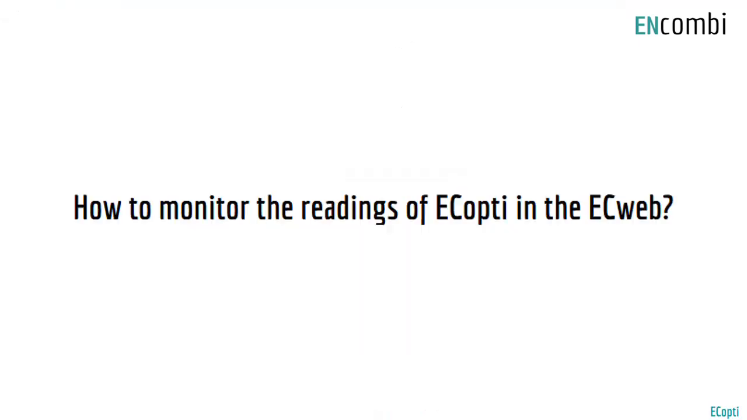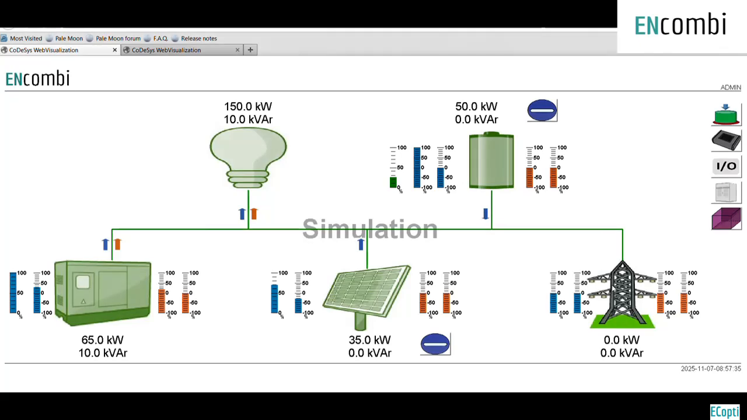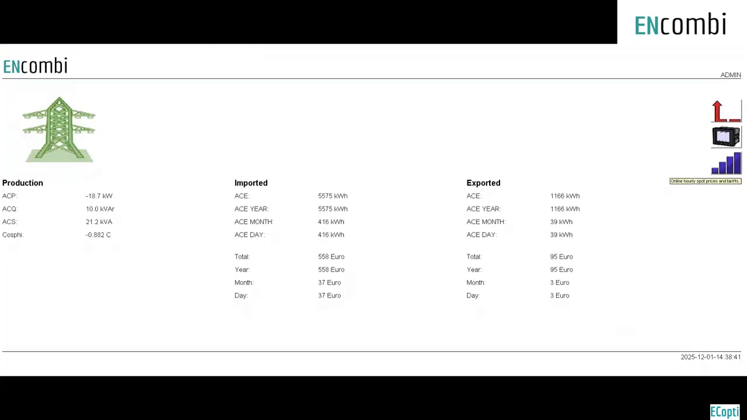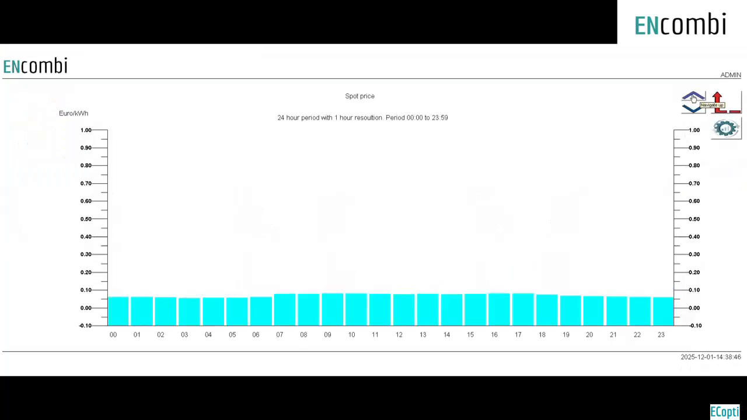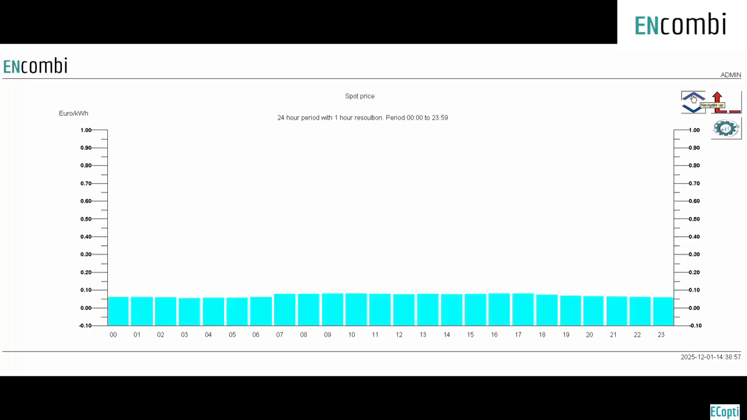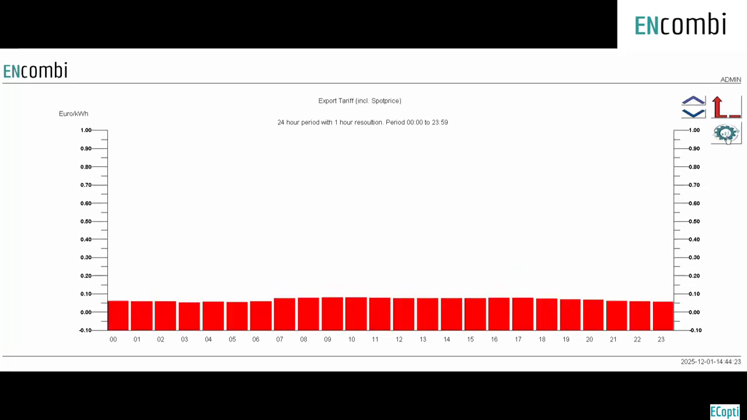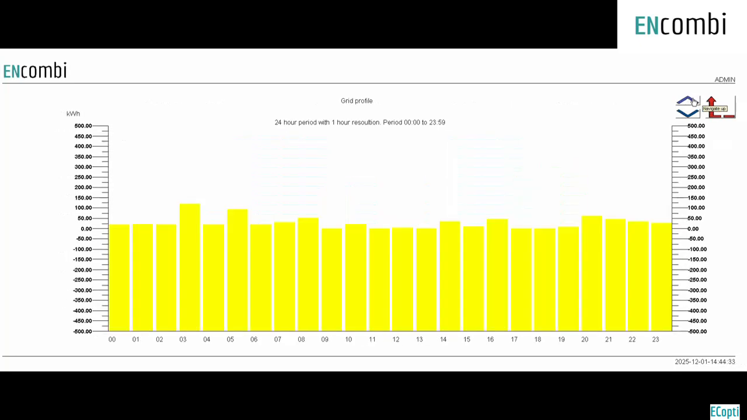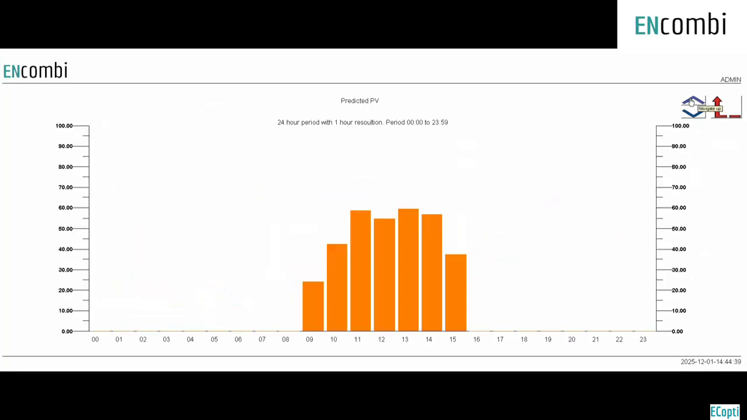How to monitor the readings of the ECopti in the EC web. Open the monitoring and navigate to grid. And again click the graph symbol. You'll see all the ECopti data there. Use the up and down arrows to explore the various data categories. Click the blue icon, you'll find different data categories for ECopti prediction and measurement there.